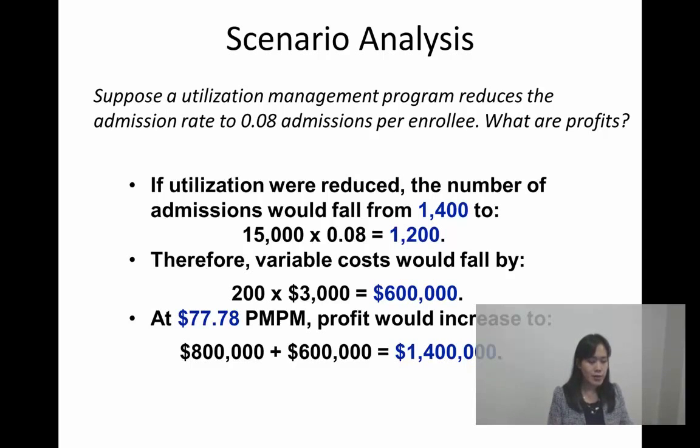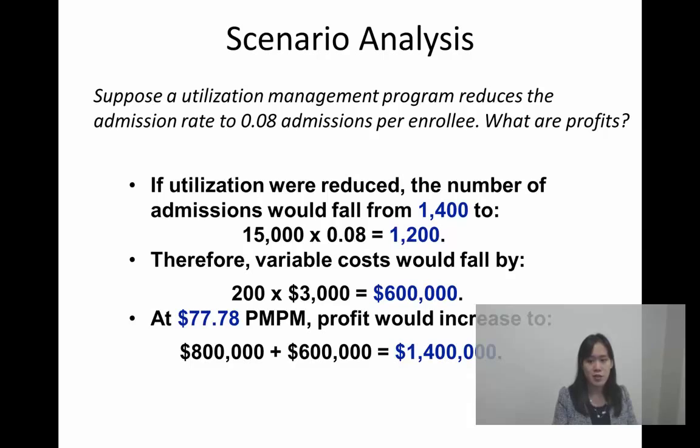So what we can conclude is that if we're able to reduce utilization, then profits would increase by $600,000. So total profits would be equal to $800,000 plus $600,000, giving you a total profit of $1.4 million, which is quite a big increase.